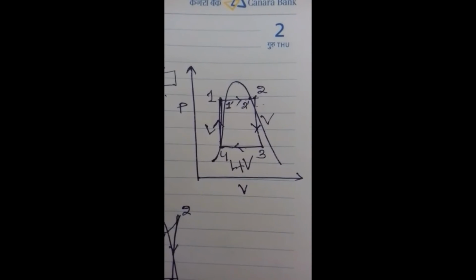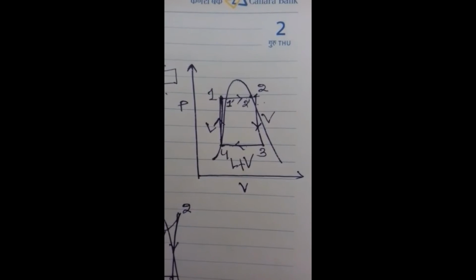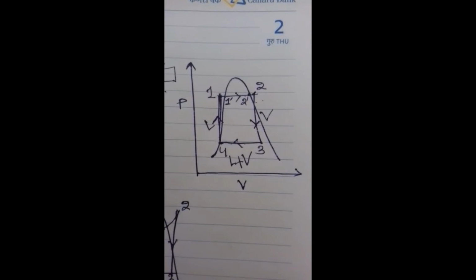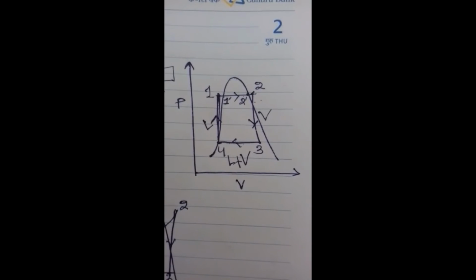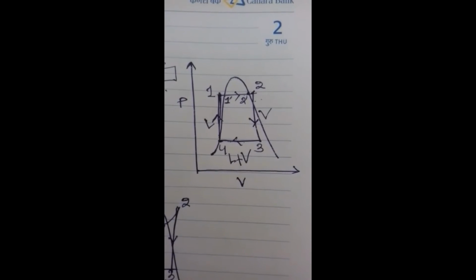We can see the expansion process in the PV diagram by the line 2 to 3, which is the isentropic expansion process. Enthalpy drops from H2 to H3. Pressure of the steam also drops from the boiler pressure P2, or P2 equals P1, to the condenser pressure, that is P3.